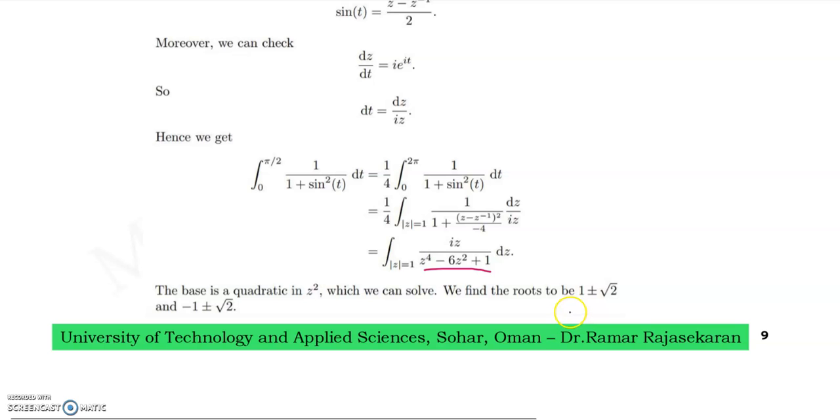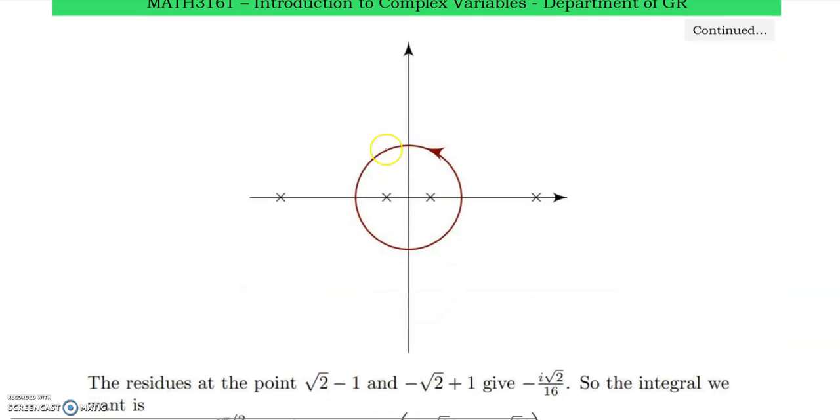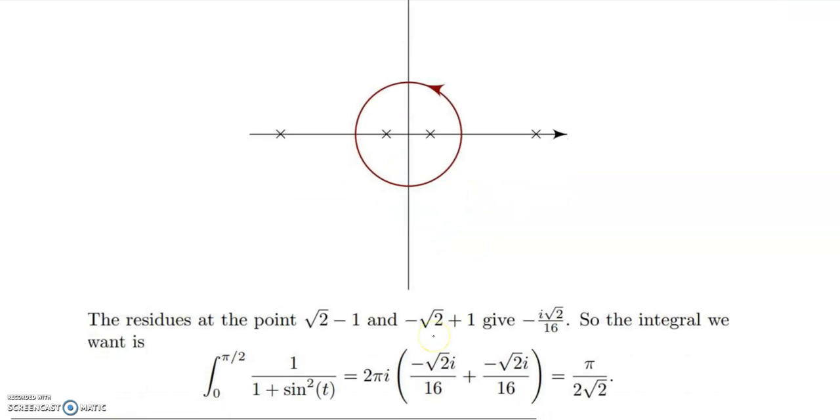Okay, what is inside, what is outside? Now you see the picture. This is the unit circle. These 2 poles are inside, these 2 poles are outside. So root 2 minus 1 is inside and minus root 2 plus 1 is inside. Both of these poles are inside, and these 2 poles are outside. So for the poles inside, you can find the residue.